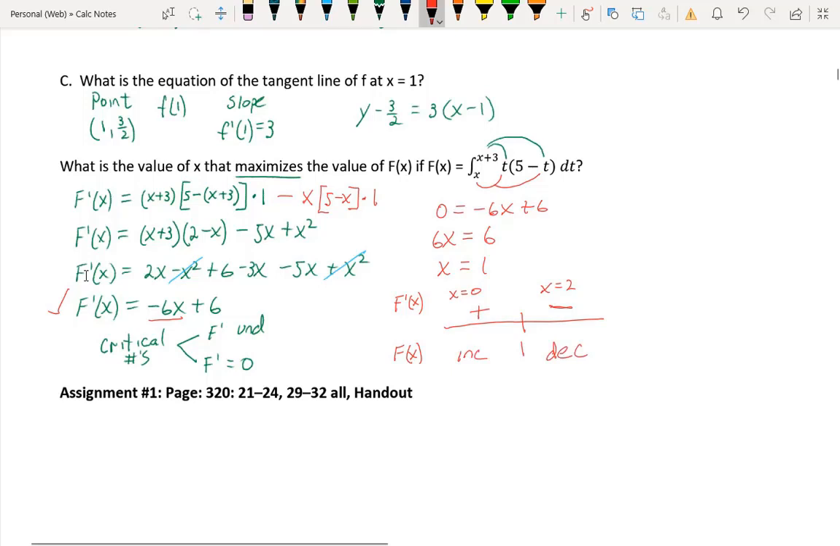Okay, so we would say that f has a max at x equals 1 because f prime of x goes from positive to negative. All right? That was fun, wasn't it?